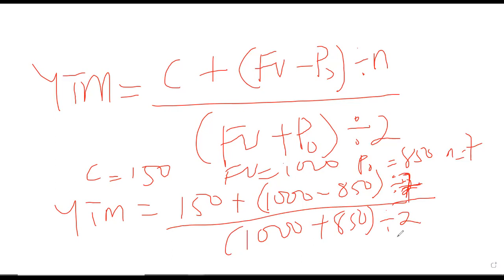In any situation, they will give you all of the variables apart from the YTM, and they will tell you to calculate the YTM. So you only have to abreast yourself with this one. This is the simplest way this formula can be written. So punch and give me the answer.